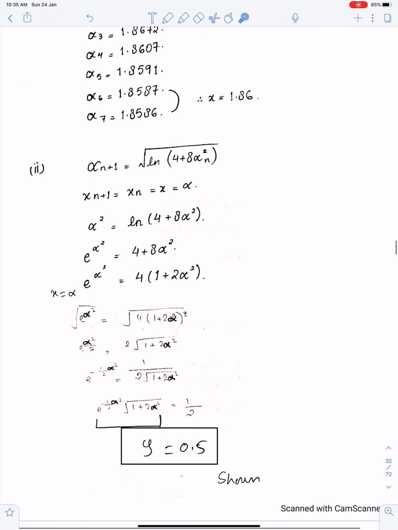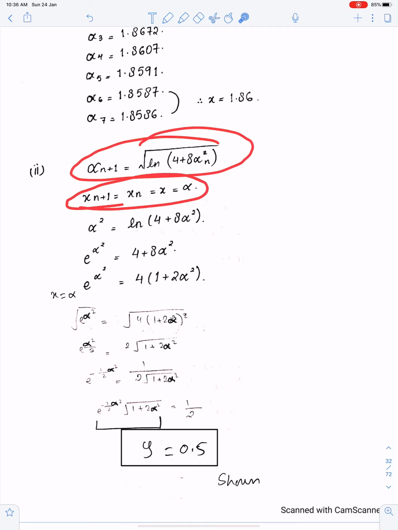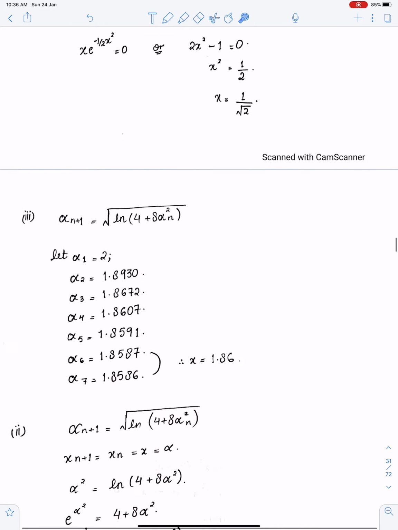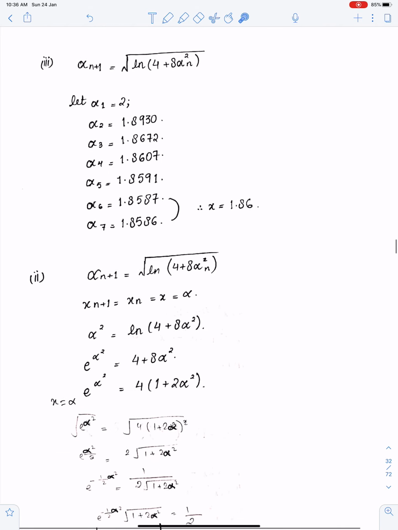Here is the solution of part 2. First, use this and convert this equation into this form. By removing ln, we have e to the power alpha square 4 plus 8 alpha square. We are trying to get this form: e to the power minus half x square, 1 plus 2x square under root.